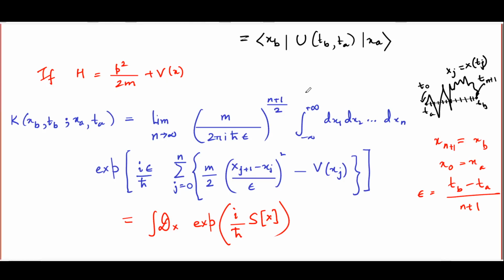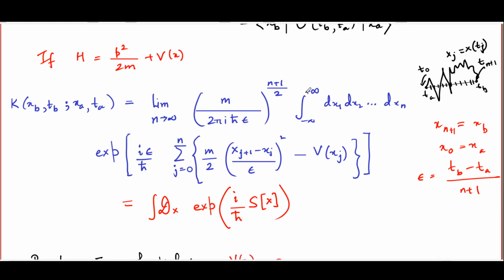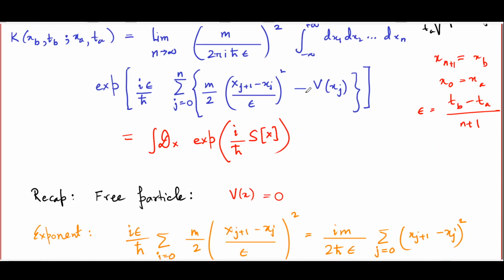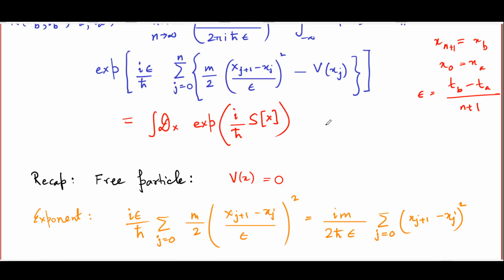To carry on with the recapitulations, let us remind ourselves of how we figured out the propagator for the free particle, the special case where V of x is 0. The exponent that we have here, i epsilon by h cross times this sum, simply becomes i epsilon by h cross, sum over j from 0 to n of m by 2 into (x_{j+1} minus x_j by epsilon) whole square. By taking the m by 2 and epsilon square out of the sum, I end up with this slightly simpler expression. i m by twice h cross epsilon, sum from j equal to 0 to n of (x_{j+1} minus x_j) whole square.